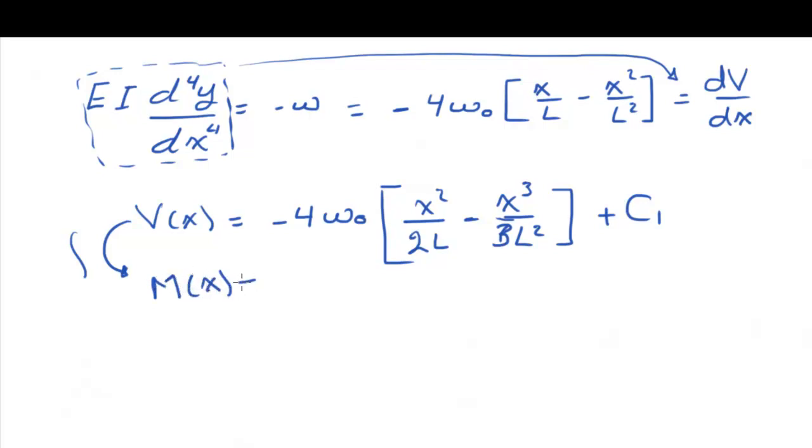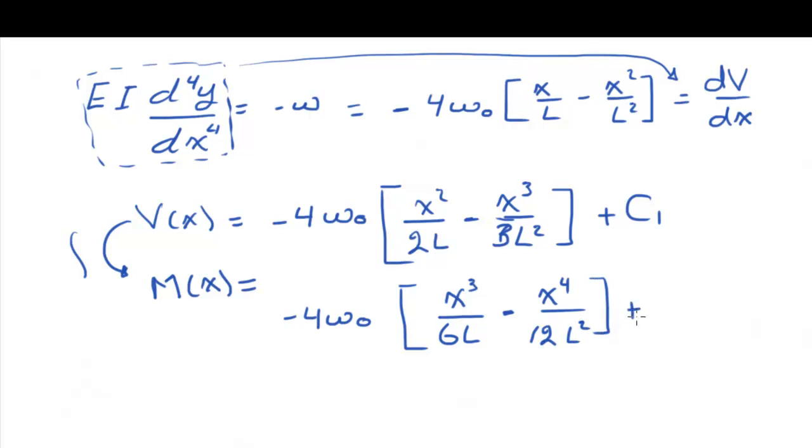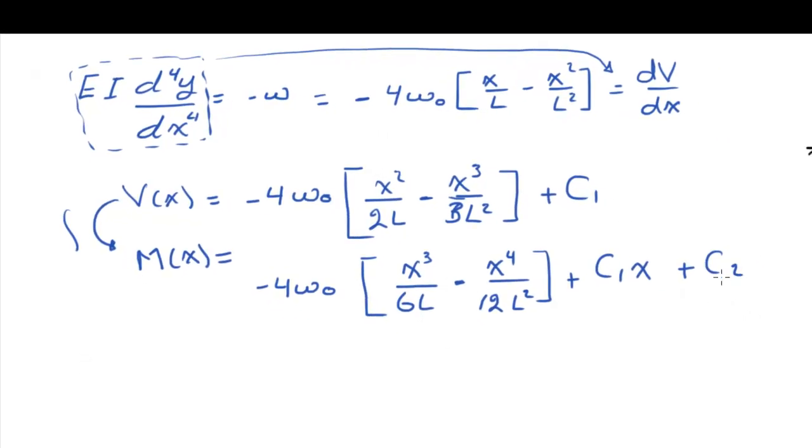You see what I'm trying to do here? I'm trying to get the equations and try to plot these equations. This is going to make life easier for us. Okay, this is a constant, doesn't change. This one becomes cubed, and 3 times 2 is 6L, minus this one becomes to the fourth power, and this one becomes 12L squared, plus C1x plus C2. Now I have these two equations, but I'm stuck with two things, the C1 and the C2.